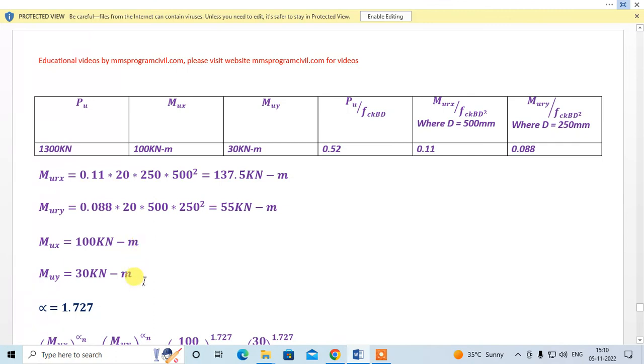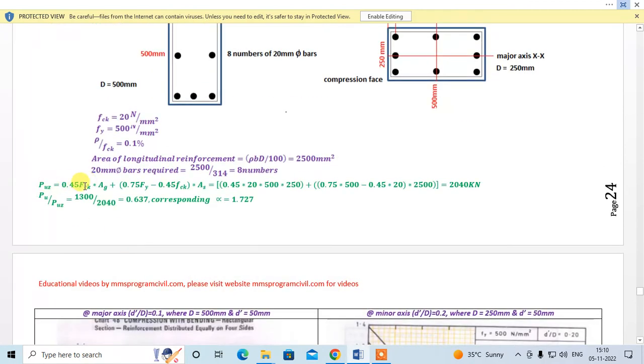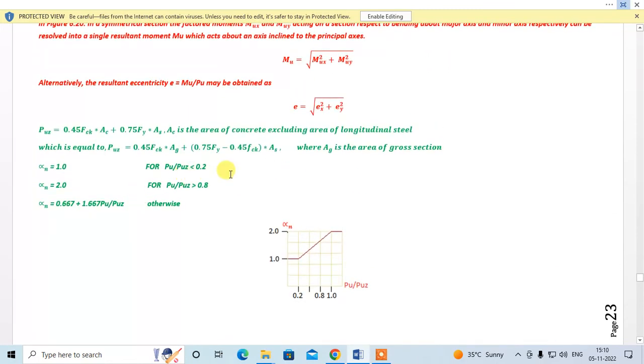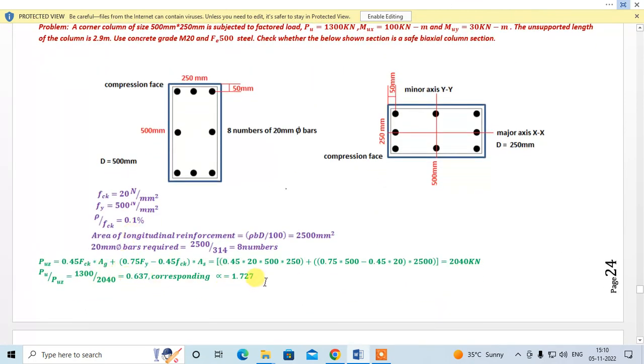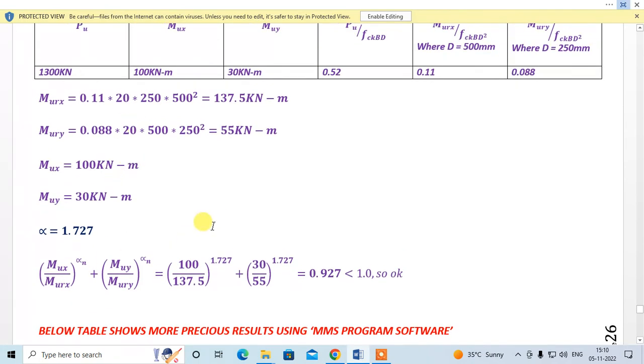Mux is 100, Muy is 30, this is given to us. Alpha we found over here. Puz is given by this formula. This is equal to 2040. Now Pu is 1300, Puz is 2040, this is equal to 0.637. This value falls between these two, so put the value of Pu by Puz over here and you get alpha n is equal to 1.727. Simple. So you know all the values over here, everything is known, put over here. This is equal to 0.927 and this ratio is less than 1, so it is safe.